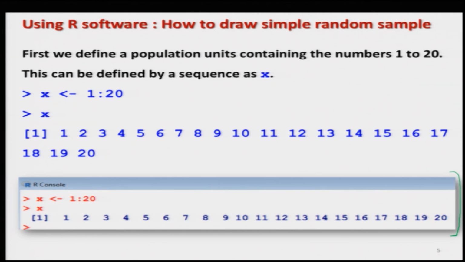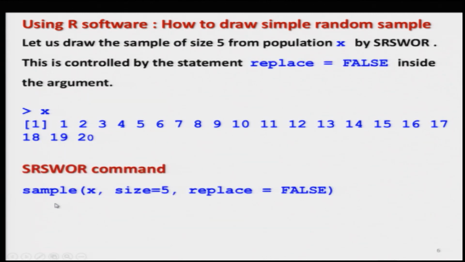But first, let us create our population. Just for the sake of simplicity in understanding, I am defining a sequence 1 to 20, that means all integers 1, 2, 3, 4 up to 20, and I take it as my data vector x, that is my population. You can see here x is equal to 1, 2, 3, 4 up to 20, and this is the screenshot. Now I will draw different types of samples using this population to explain the different types of application.